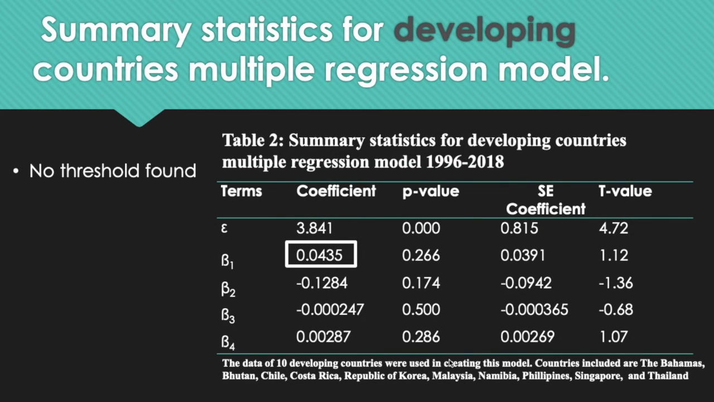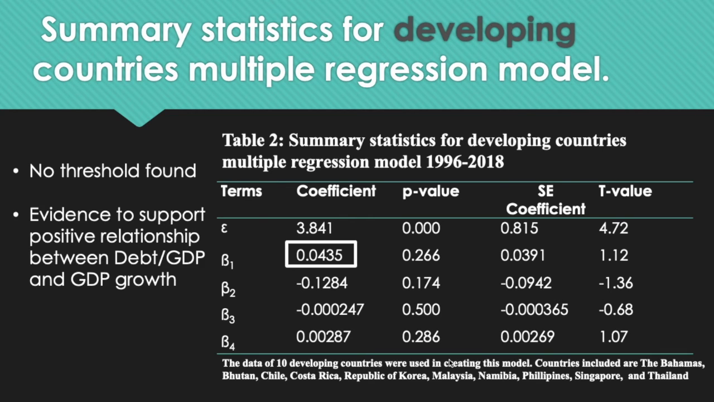Table 2 is a summary of statistics for the developing countries multiple regression model, including 10 developing countries from 1996 to 2018. Based on the terms, a threshold is predicted, but the threshold falls outside the range of normal data. Once again, no threshold was determined lest there be extrapolation. However, this model does provide evidence of a positive relationship between debt to GDP and GDP growth rates.